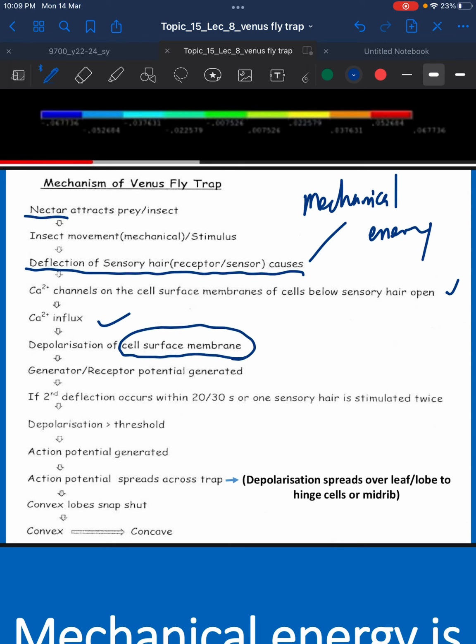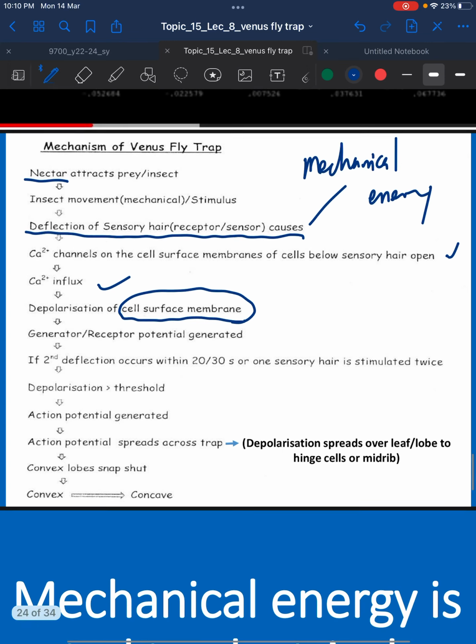Remember, in plants, depolarization occurs on the cell membrane or cell surface membrane because plants do not have neurons. Plants do not have nerve cells. So rather, the depolarization occurs on the cell surface membrane or cell membrane.